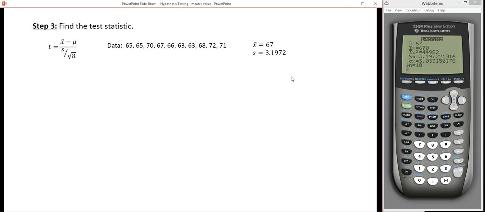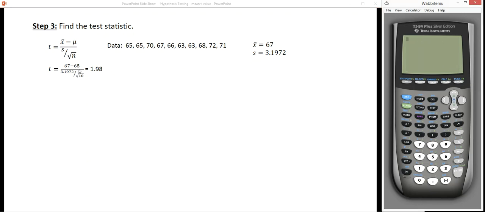Okay, so let's see. We've got all our information. We've got the X bar over on the right, 67. We've got our mean from our population, which we had in the problem. So let's go ahead and find our t-value. So 67 minus 65, just plugging in the information in the numerator. And then in the denominator, we've got our s divided by square root of n. If you're wondering how I got this 1.98 for the t-value, let me go ahead and show you that.